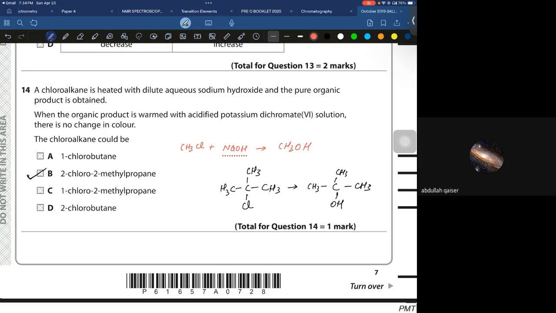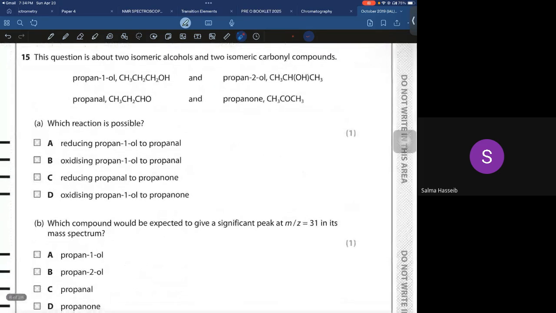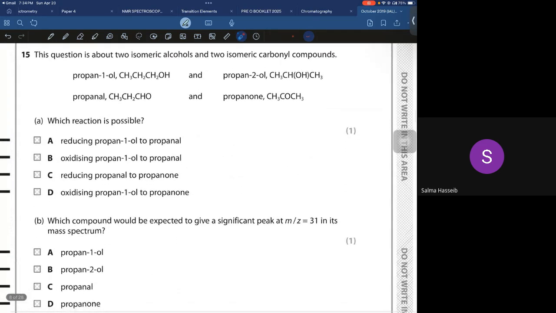Sir, if the color changes, that means oxidation has occurred, right? Yes. If there is a color change, would it be orange to green? Yes, because the color of K2Cr2O7 is orange, and after oxidation it turns green. Sir, can you explain why we are using sodium hydroxide again? It's an easy question.